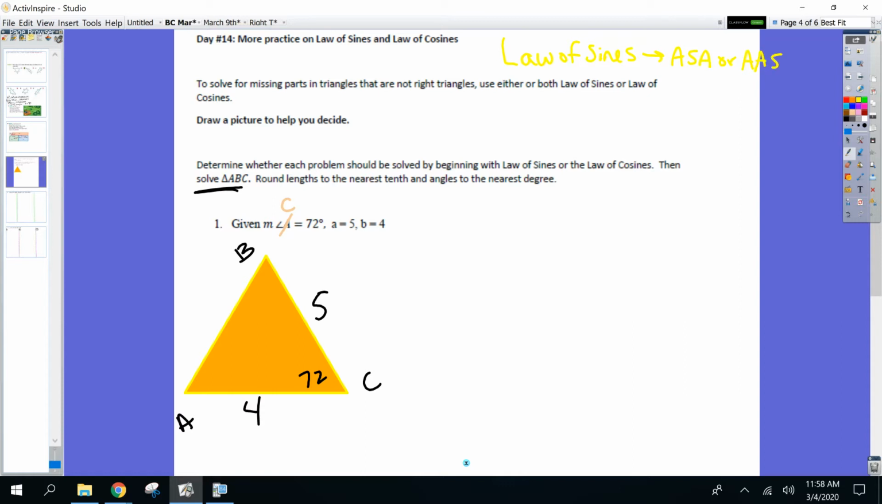Okay? So after you set up your triangle, you see what you're looking for. Do I have angle, side, angle, or angle, angle, side? Do I in this problem? No, I do not. So most likely, we're going to start out with law of cosines. And when would it be appropriate to use law of cosines? Side, side, side. Or side, angle, side. Which one do I have here?